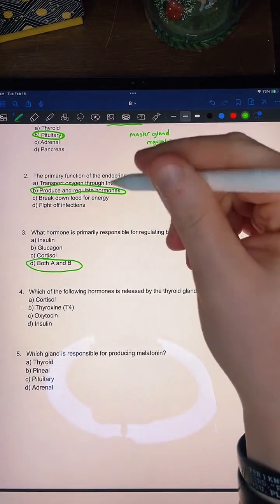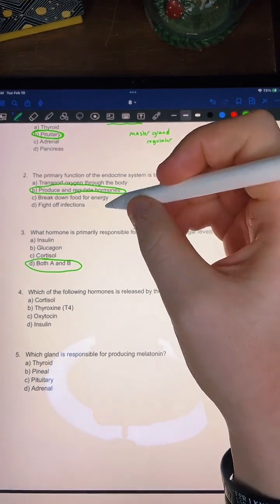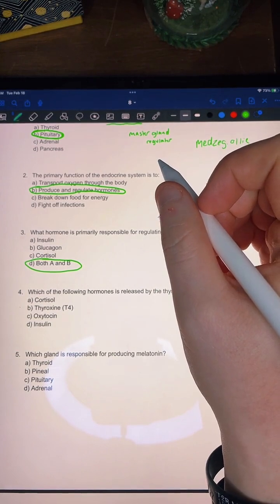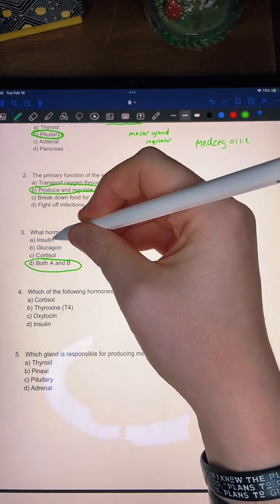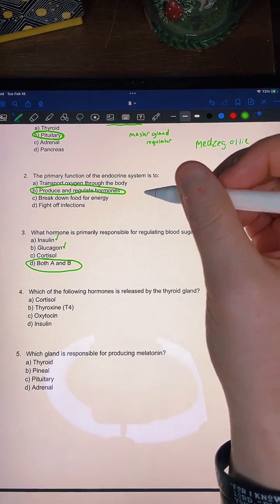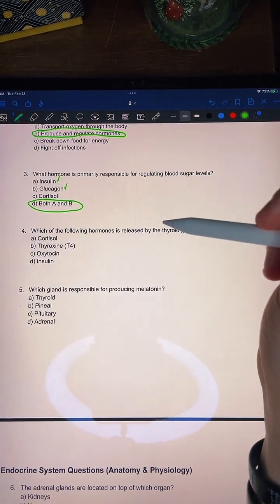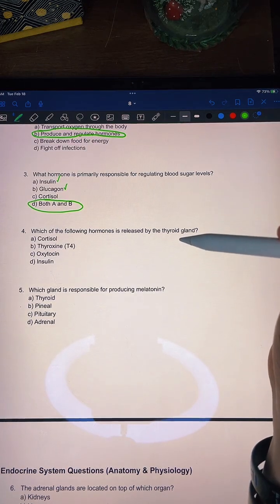But the answer is D. It is both A and B. Is everyone good on that one, or are you ready to move on? I saw some people putting A, and insulin is true, yes, but glucagon is also responsible for regulating blood sugar levels. Okay, good. Alrighty, we'll move on to 4 then. Which of the following hormones is released by the thyroid gland?